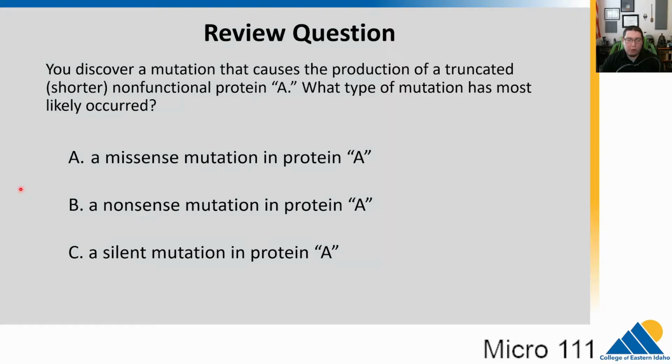All right, before we finish up Chapter 8, let's start with a little review here. So in this question, you discover a mutation that causes the production of a truncated, which is a fancy word for shorter, non-functional protein. We call that protein A. What type of mutation has most likely occurred here? This one's a little tricky. Think about what the different types of mutations do to the protein.